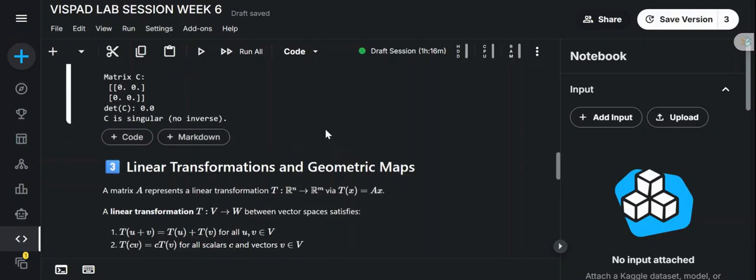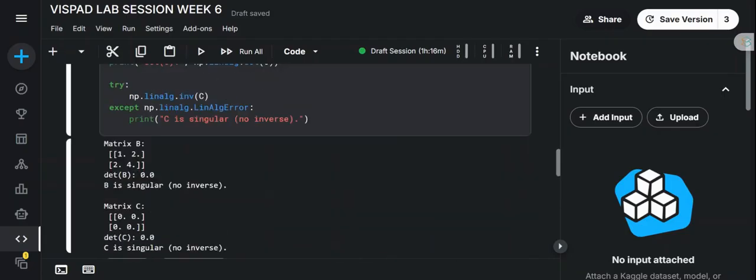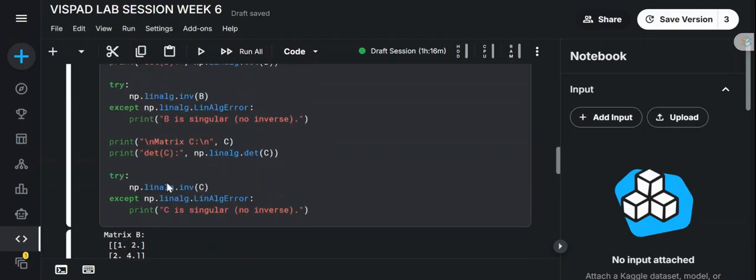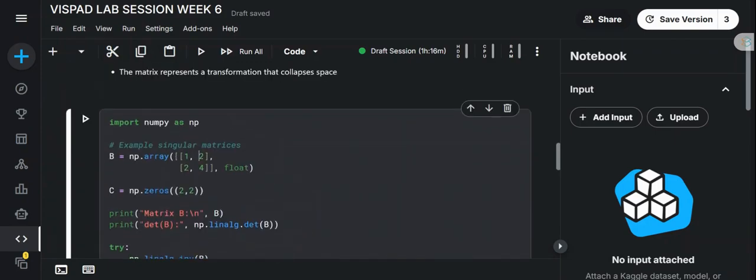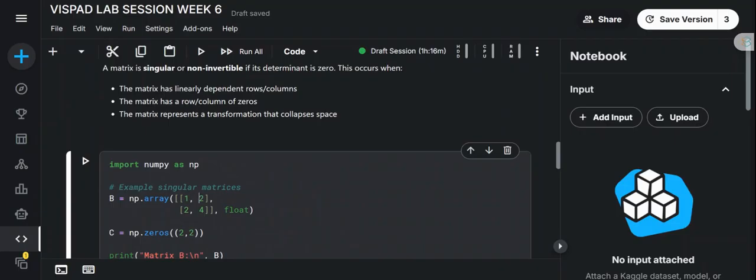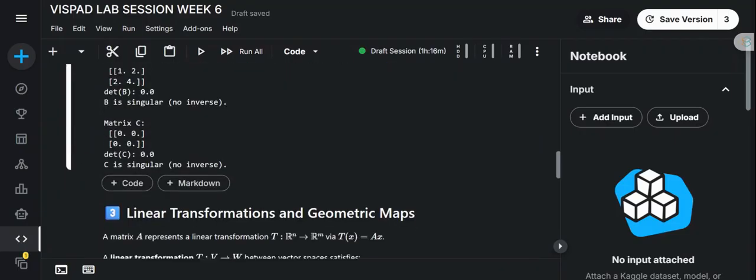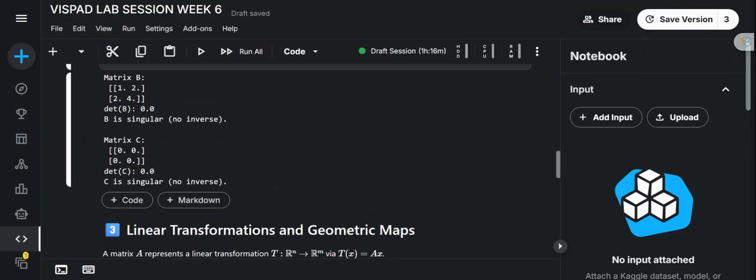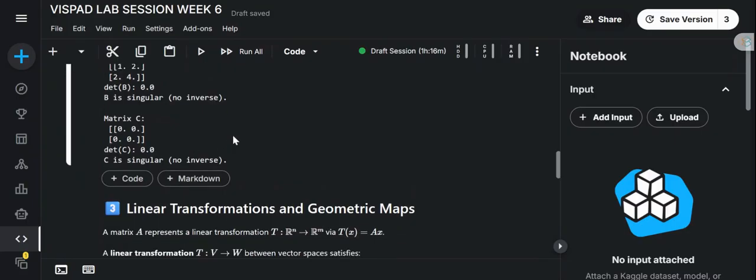All right, that's fine. I think I got disconnected immediately after I finished with the concept of singular or non-invertible matrices. But did you get the whole concept? All right, okay, then we'll move on.